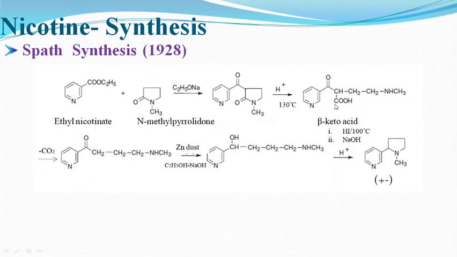As you can see, in decarboxylation, the carbon dioxide is removed, converting it into this compound, and then on treatment with zinc dust in the presence of ethanol and sodium hydroxide, this ketonic group is converted into a secondary alcoholic group, which on reaction with HI at 100 degrees centigrade converts into the corresponding iodide. OH is replaced by iodine, and on further reaction with sodium hydroxide it converts into nicotine, which is a racemic mixture, which is further resolved. Thus, this is the Spath synthesis which was given in 1928. Thank you.